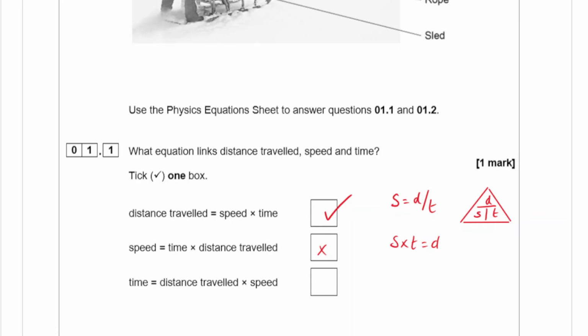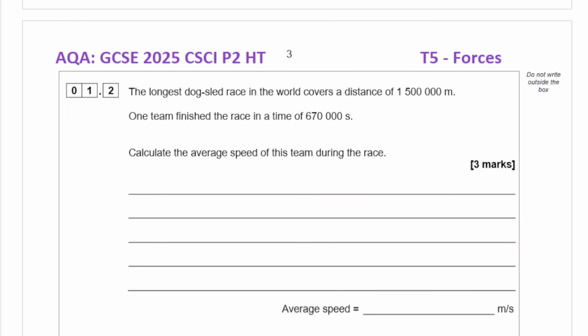Let's change the color. Right. And the next question, 1.2, the longest dog sled race in the world covers a distance of 1,500,000 meters. That's the distance. One team finished the race at a time of 670,000 seconds. Calculate the average speed. So the average speed, still speed equals distance divided by the time.